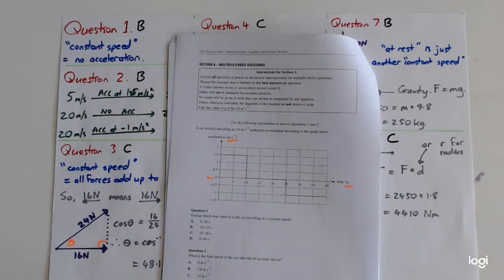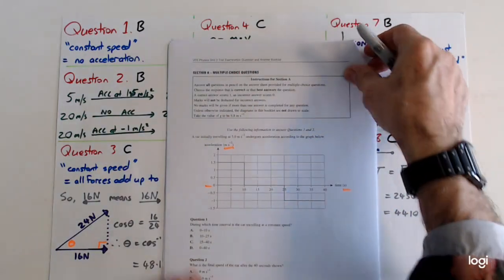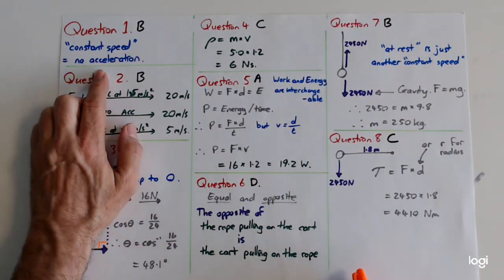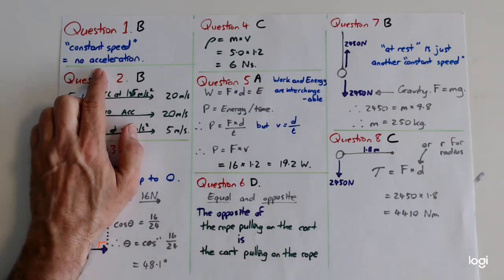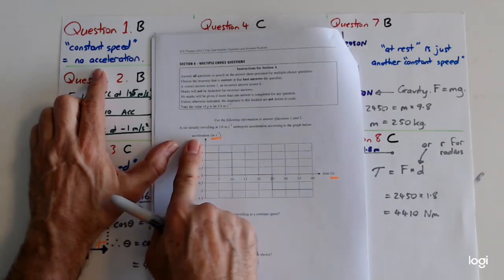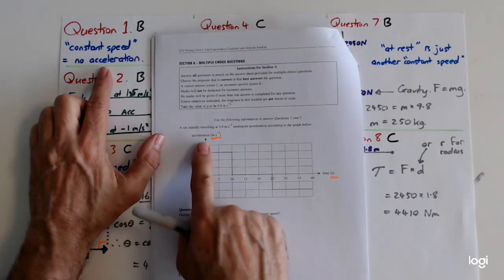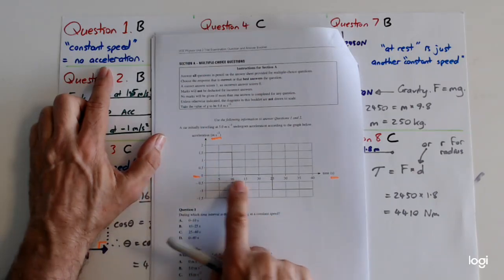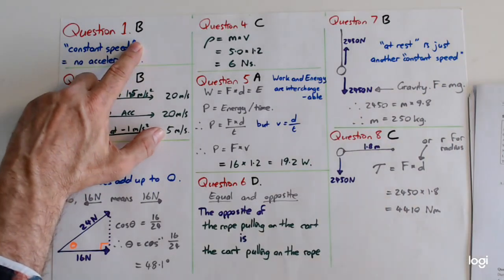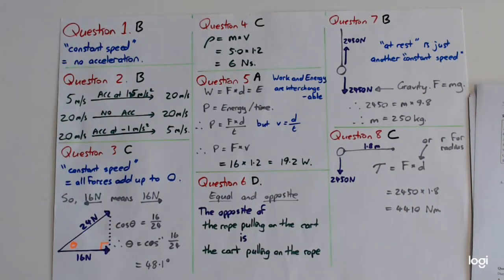So what is the question? It says, during which time interval is the car traveling at a constant speed? Now, understand this. Constant speed means no acceleration. The acceleration has to be 0. This graph is an acceleration versus time graph. So the answer is whenever the acceleration is 0. So it's from there to there, between 10 and 25 seconds. So the answer is B. Big concept that.